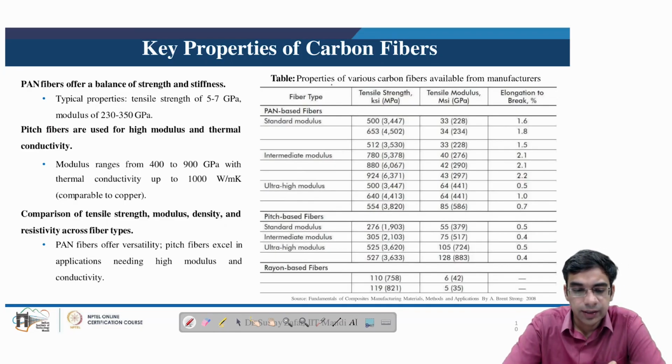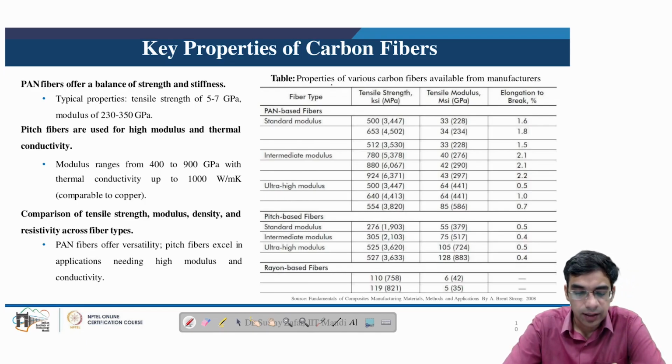Next we will look at the key properties of carbon fiber. PAN based fibers offer a balance between strength and stiffness. Their properties include tensile strength in the range of 5 to 7 gigapascals and a modulus of 230 to 350 gigapascals. As we have seen, the pitch-based fibers are used for high modulus and high thermal conductivity. Their modulus range is between 400 to 900 gigapascals and they can have thermal conductivity of the order of 1000 watts per meter Kelvin, which is almost comparable to copper, one of the best thermal conductors.